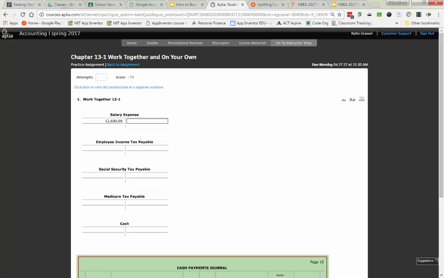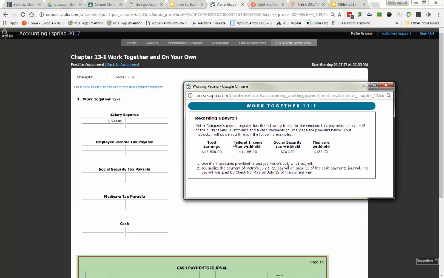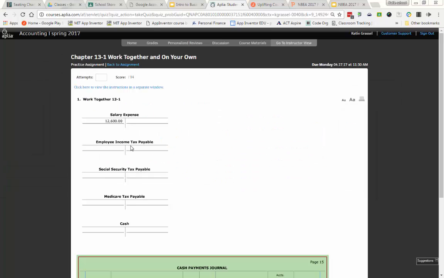Now, federal income tax withheld. This is where I said it's wonky, because we do not have an account called federal income tax withheld, but we do have an employee income tax payable. So the column on our payroll register that says federal income tax withheld is going to go with the account of employee income tax payable, and that's going to be a credit of $1,186. Now, Social Security matches up exactly how it is. It says Social Security tax withheld $781.20. That's going to be a credit. And Medicare, same thing, $182.70.